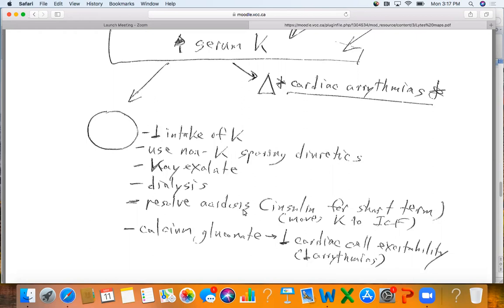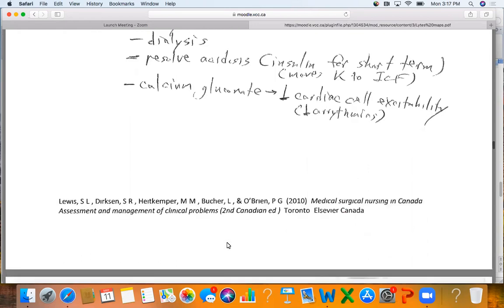Resolve the acidosis. Why is that? Hold the thought. We'll talk about acidosis later. In the short term, though, insulin will help carry potassium inside the cell again, lowering serum levels. But we'll come back to the acidosis thing later. Calcium gluconate doesn't really have anything to do with lowering serum K. Calcium gluconate has more to do with decreasing cardiac cell excitability, so that if you're worried about arrhythmias and you want to decrease arrhythmias, this might be given.